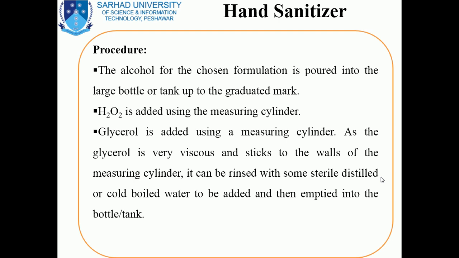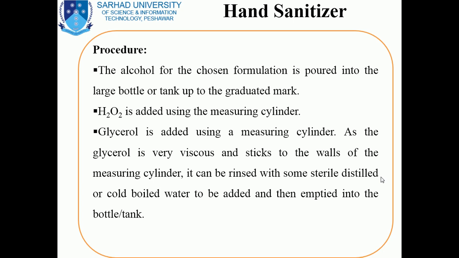How we will perform this practical? The alcohol, either the ethanol or the isopropyl alcohol, for the chosen or selected formulation, is poured into the large bottle or tank up to the graduated mark. First of all, we will take the alcohol, either the IPA, that is isopropyl alcohol, or ethanol, that is also termed as ethyl alcohol. And the second step, hydrogen peroxide is added using the measuring cylinder.